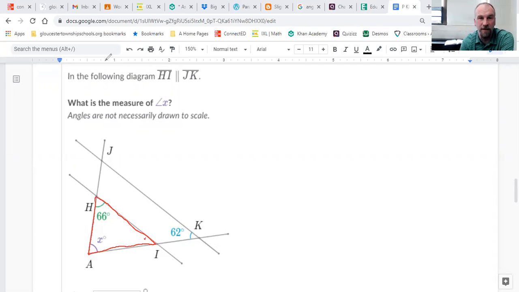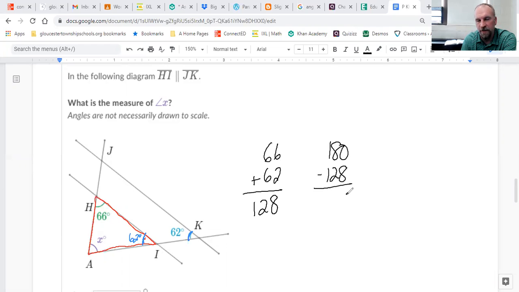Well, based on parallel, I can. Because based on parallel, this 62 right here is corresponding to this 62 right there. And now I got myself a triangle with two numbers and an x. And I'll use the triangle interior sum of 180. So I got a 66, I got a 62. That gives me a 128. And then subtract that from 180. That's a 52. That looks like it's a 52 degrees angle. It's pretty good.